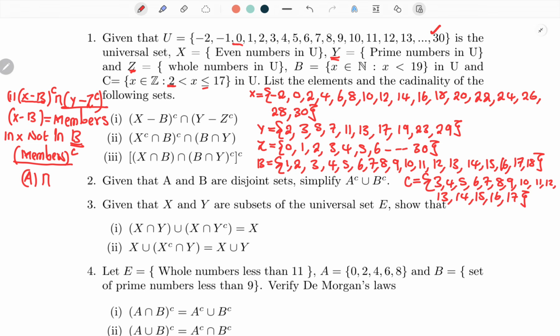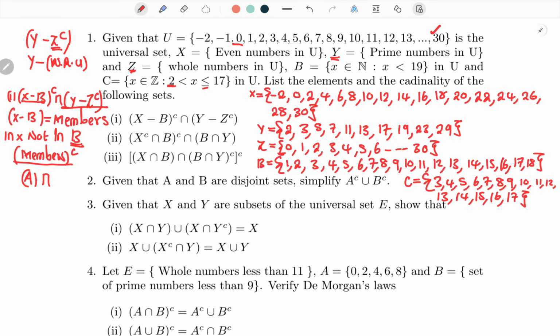What does this part mean? You have your y minus z complement, right? This simply means collect z complement. You get all the members that are in set z, remove them, then collect whatever is going to remain in the universal set. So you're going to say y minus whatever remains in the universal set where you removed set z.